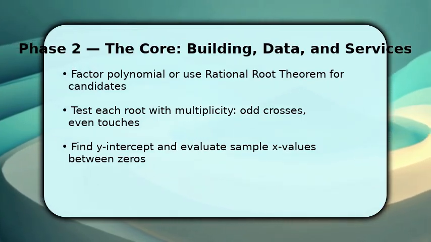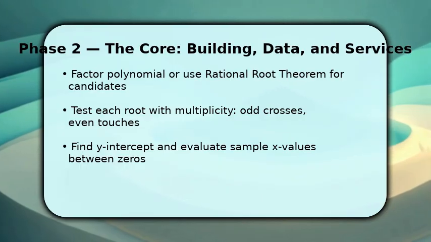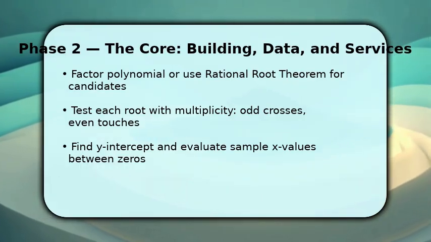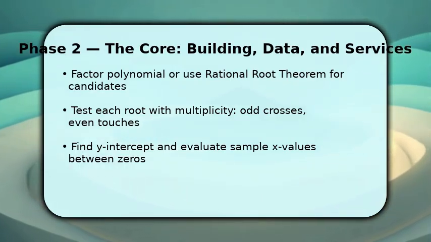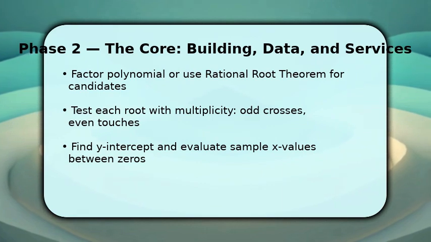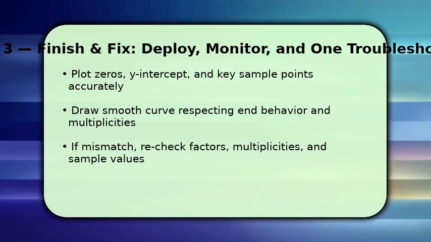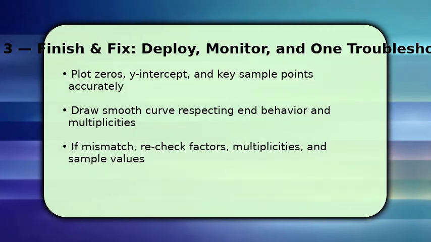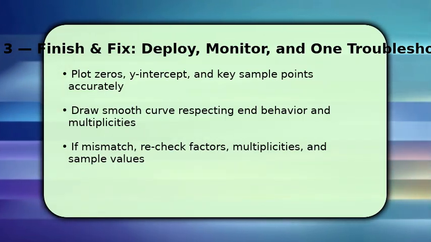Then compute the y-intercept and pick sample x values in each interval between zeros to get local heights. This fills in the midgraph detail and keeps your sketch accurate. Finish by plotting zeros, the y-intercept, and your sampled points, then connect them with a smooth curve that respects end behavior and multiplicity shapes.